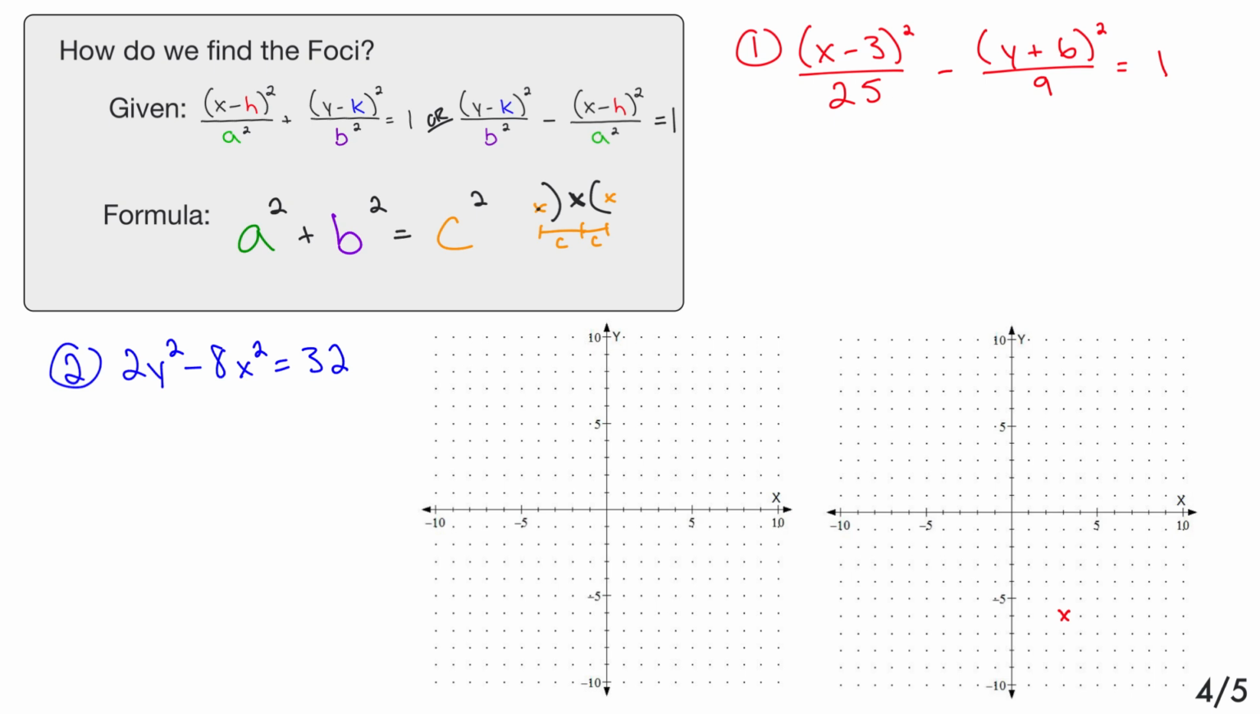Now, in the horizontal direction, I'm divided by 25, so the square root of that is 5. So from my center, I'm going to go right 1, 2, 3, 4, 5. Left 1, 2, 3, 4, 5. The number underneath the y term is a 9. The square root of that is 3, so I'm going to go up 1, 2, 3. I'm going to go down 1, 2, 3. And then I can form my box to determine my asymptotes.